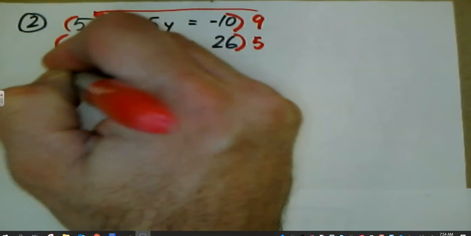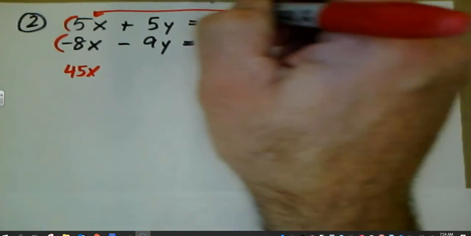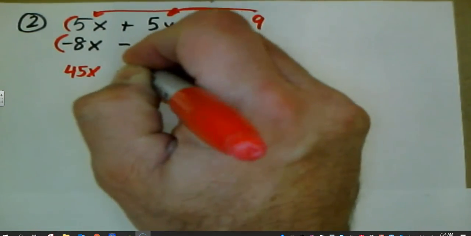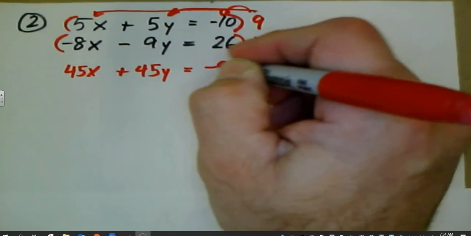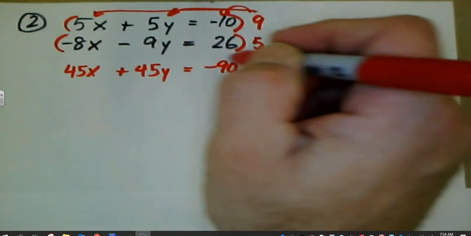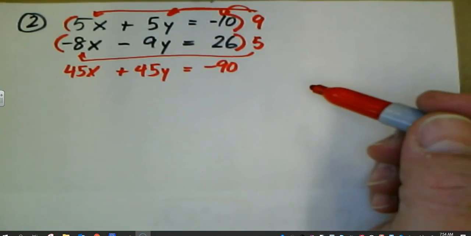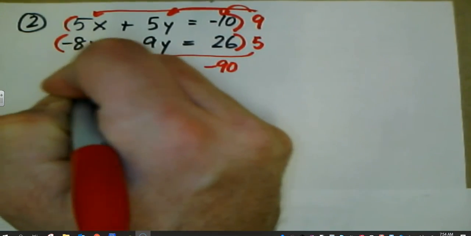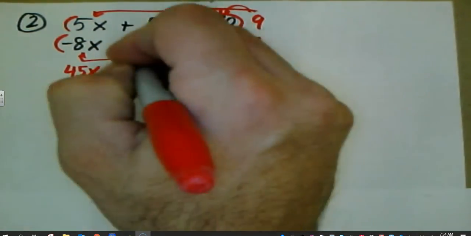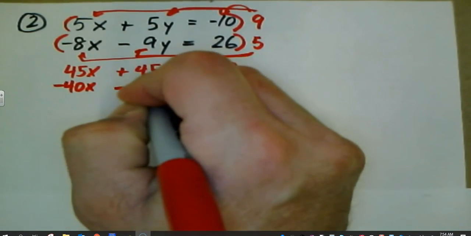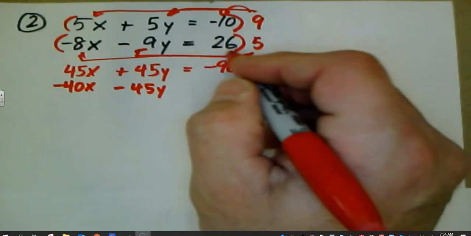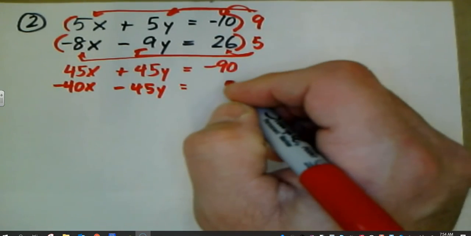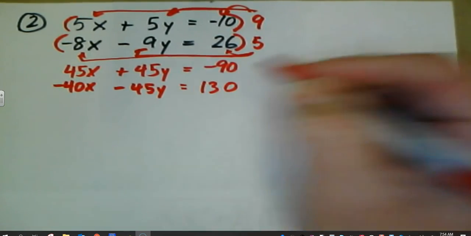9 times 5, 45. Make sure you bring the x. 9 times 5, 45. Make sure you bring the y. 9 times negative 10, negative 90. 5 times negative 8, negative 40 with an x. 5 times negative 9, negative 45 with a y. There we go. It worked. And negative 5 times 26, that's 130.